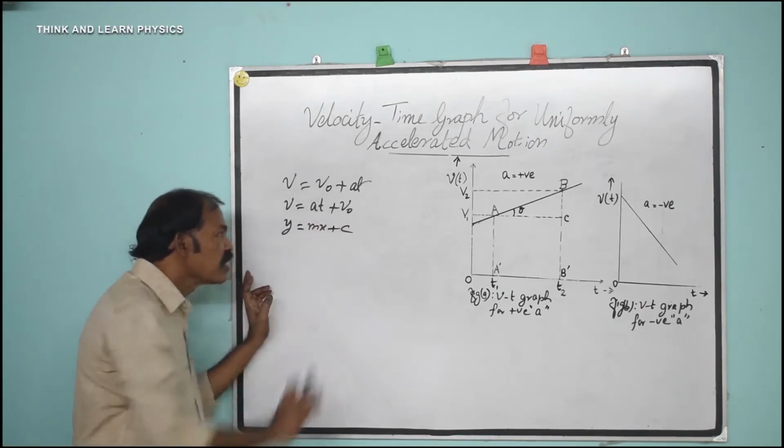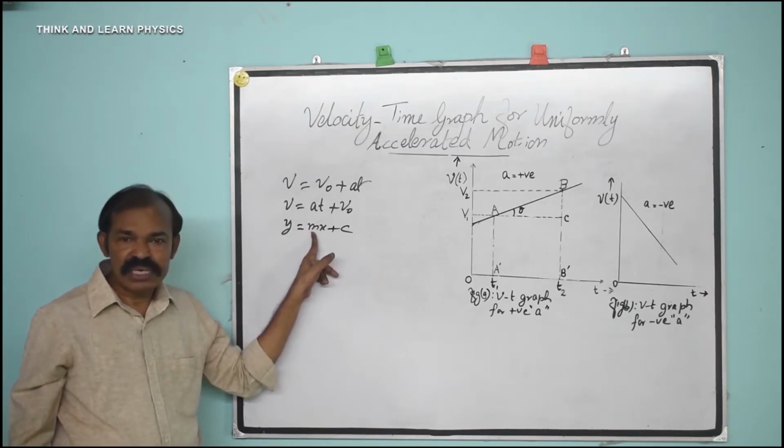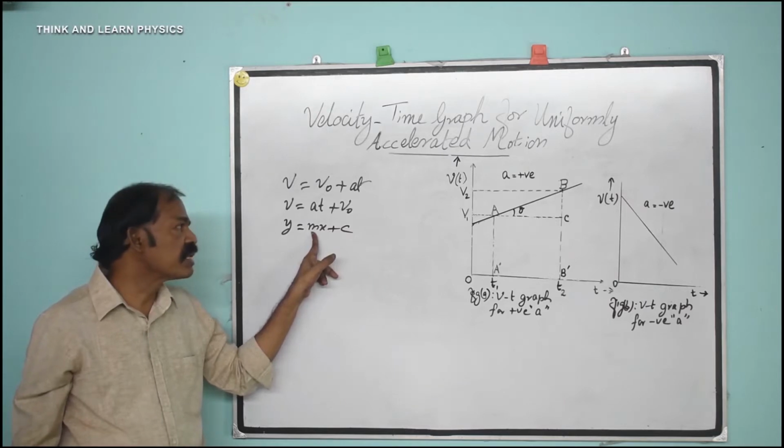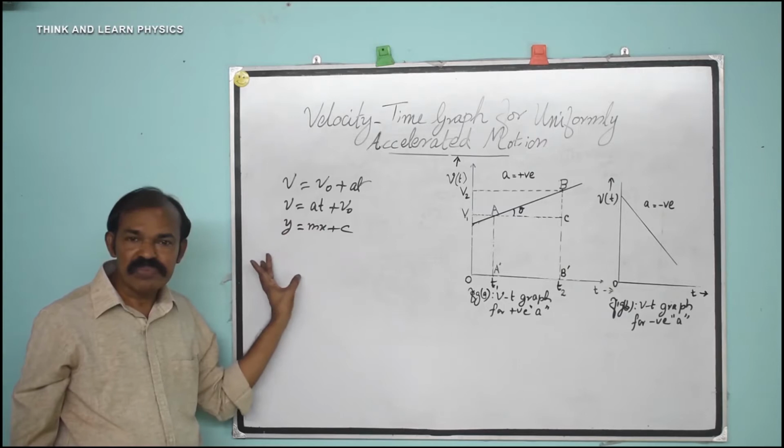Comparing these two, we see that the quantity a is equal to m. That means the acceleration will be equal to the slope of a velocity time graph.